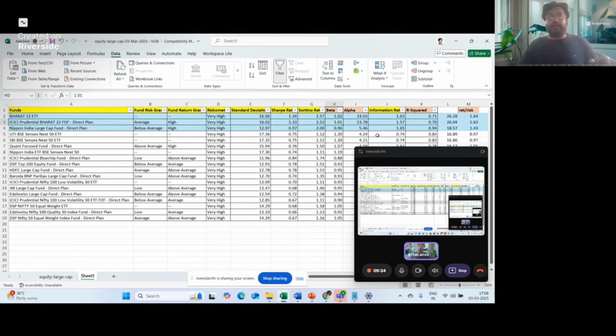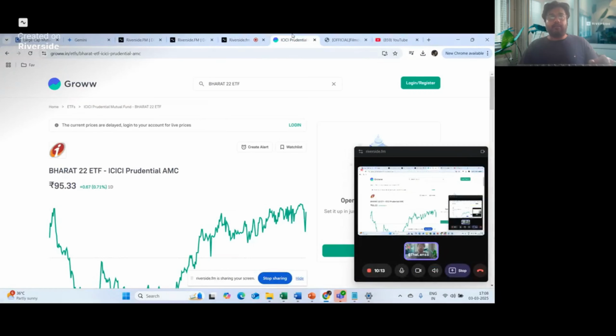Now basis this, you can see Bharat 22 ETF is the one which has the highest alpha value, good for us. Beta value again 1.02. If the market goes up by say 10%, it would go up by 10.2%, right? And R squared value is again 0.7, which is again a good thing. It means that 71% of the variations in Bharat 22 ETF can be explained by the market itself, right?